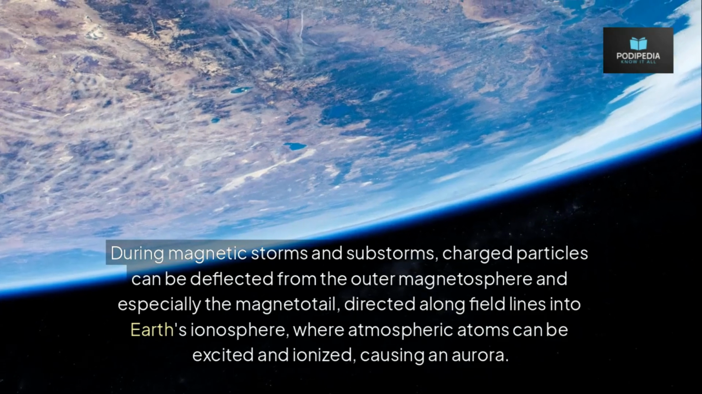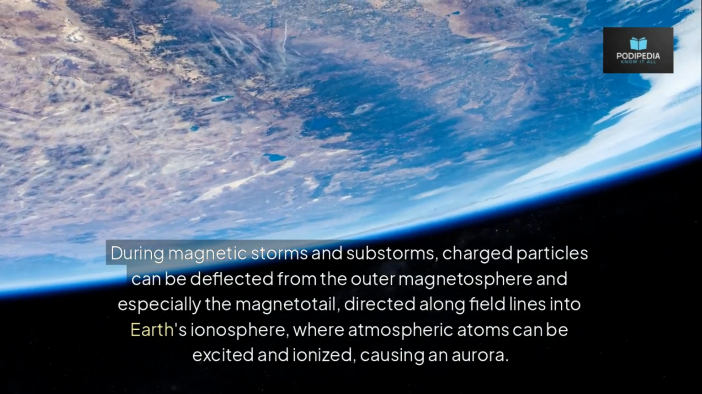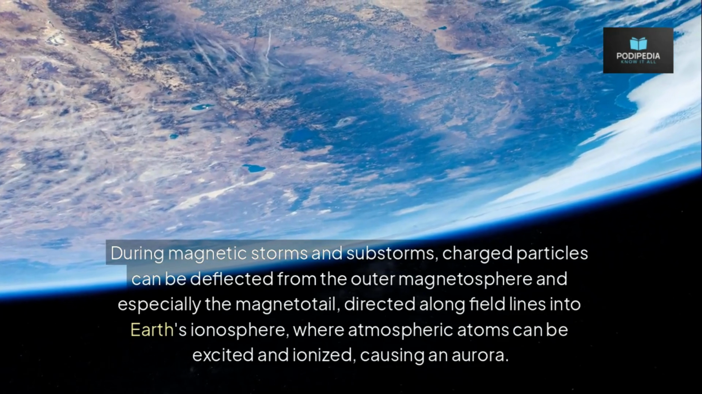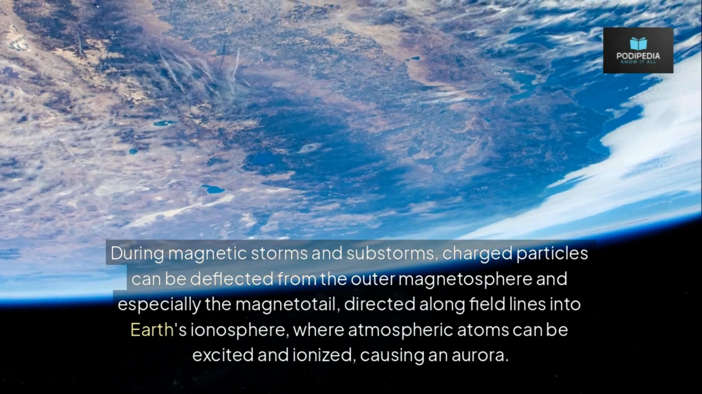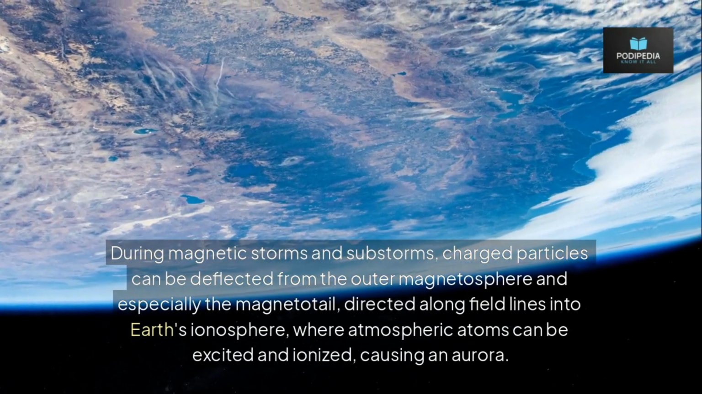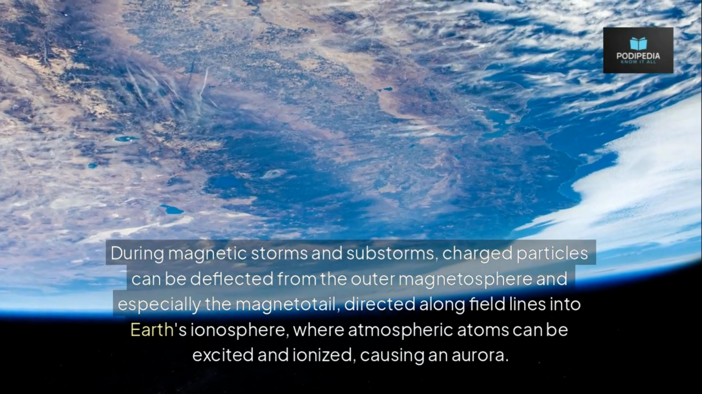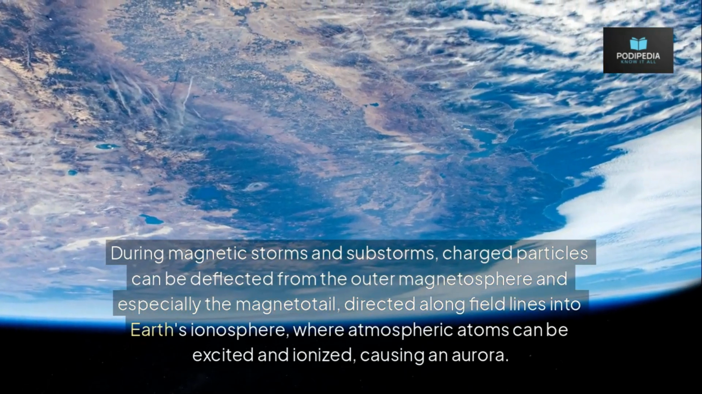During magnetic storms and substorms, charged particles can be deflected from the outer magnetosphere and especially the magnetotail, directed along field lines into Earth's ionosphere, where atmospheric atoms can be excited and ionized, causing an aurora.